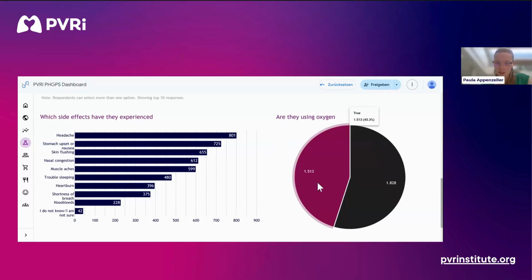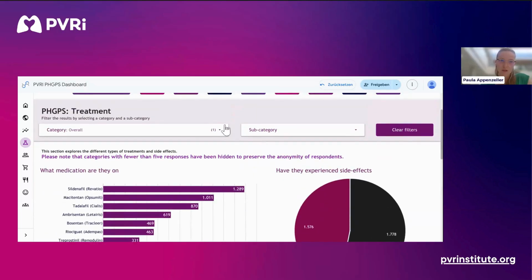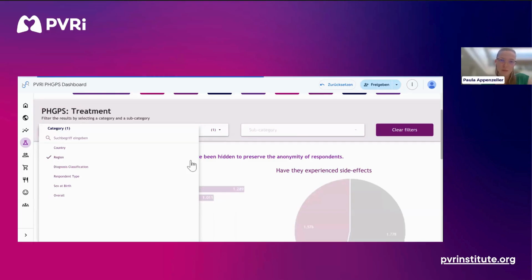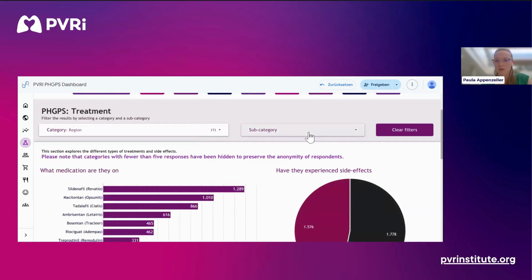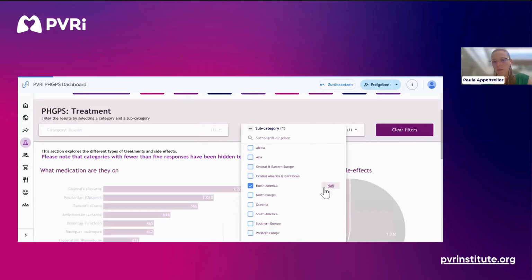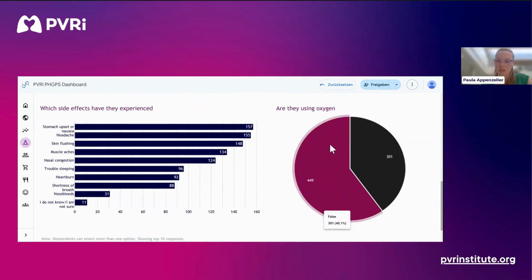This might differ by world region, so we are going to check the next filter, which is the world region. We go back to category, we choose region, and as a subcategory, we're going to start by looking into North America. If we choose North America and go back to the question, you can see that oxygen use in North America is fairly high, with 60% of patients who participated in the survey using oxygen as part of their treatment, compared to only 45% in the global population.